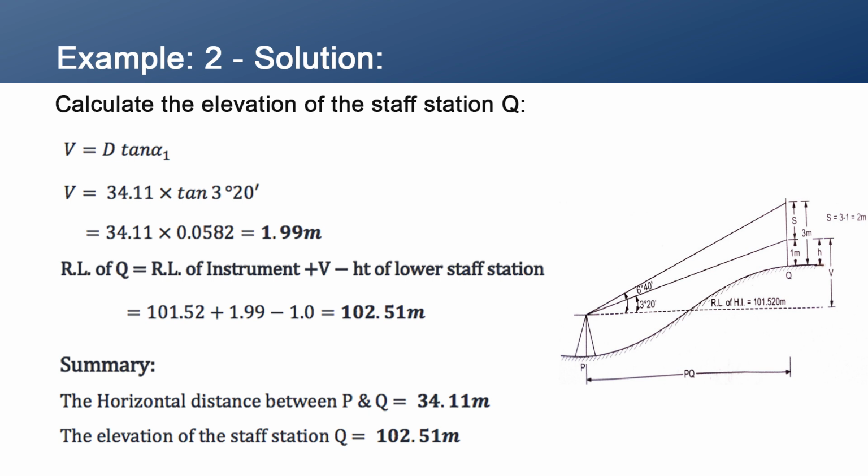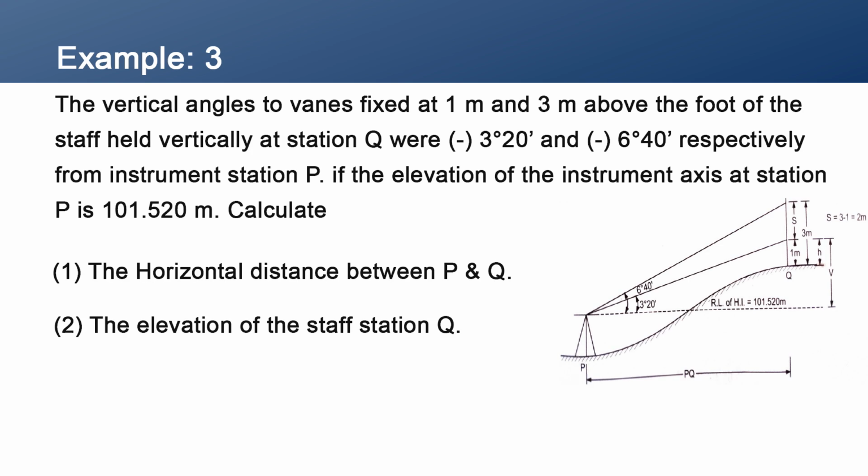The summary here is the horizontal distance between P and Q is 34.11 meter and the elevation of the staff station Q is equal to 102.51 meter. Okay, moving to the next problem.